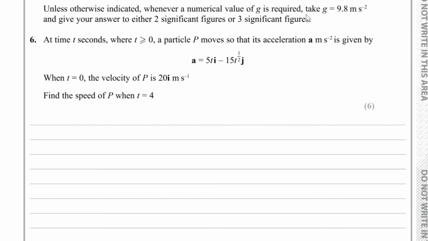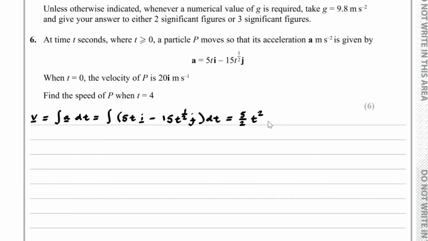What we need to do to begin with is find out what v is. v is equal to the integral of the acceleration with respect to time. So we need to integrate with respect to time 5t i minus 15t to the power of 1/2 j with respect to t. And if I work out what this is, we have 5/2 multiplied by t squared. This is in the i component, and in the j component we've got minus 10t to the power of 3/2. And then we add on some constant of integration c. Now we are told that when t equals 0, the velocity is 20i.